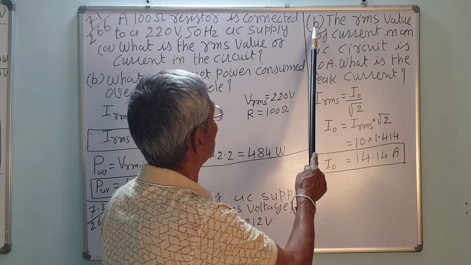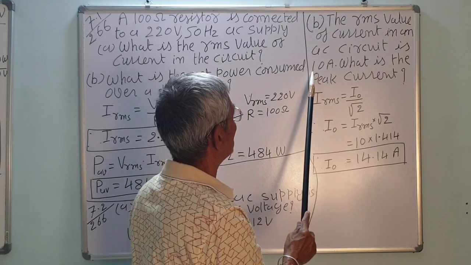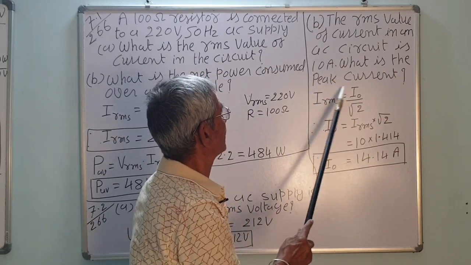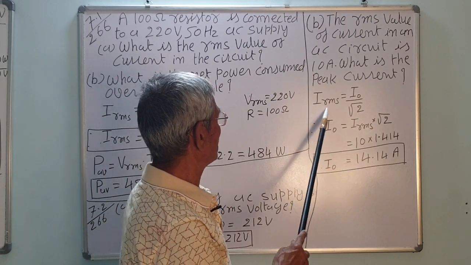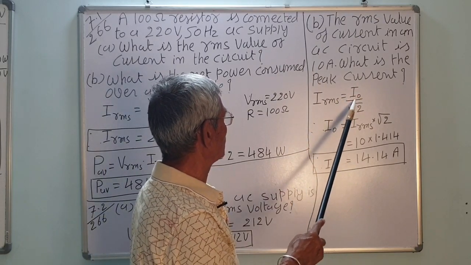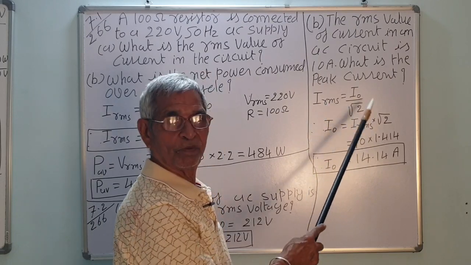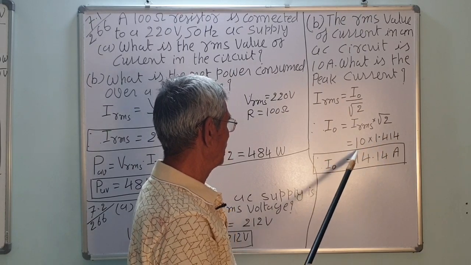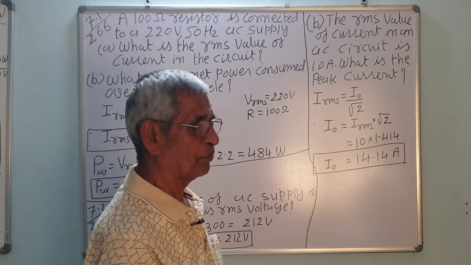Next one, part B. The RMS value of the current in an AC circuit is 10 ampere. What is the peak value? So the peak value will be more, under root 2 times. So IRMS is equal to I0 upon under root 2. So I0 is equal to IRMS into under root 2, that is 1.414, so 10 into 1.414, it will be 14.14 ampere.